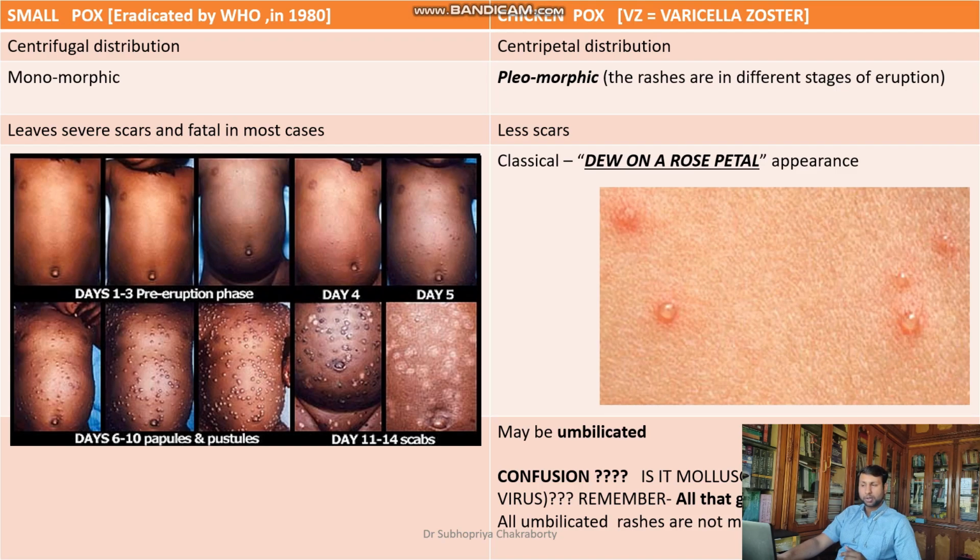Coming to chickenpox, we would be comparing it with smallpox, which is already eradicated. Chickenpox causes a classically pleomorphic rash. That means the rashes are in different stages of eruption. Pleo means in different stages. It causes fewer scars. It has a centripetal distribution compared to the centrifugal distribution of smallpox. And it is classically known as dew on a rose petal.